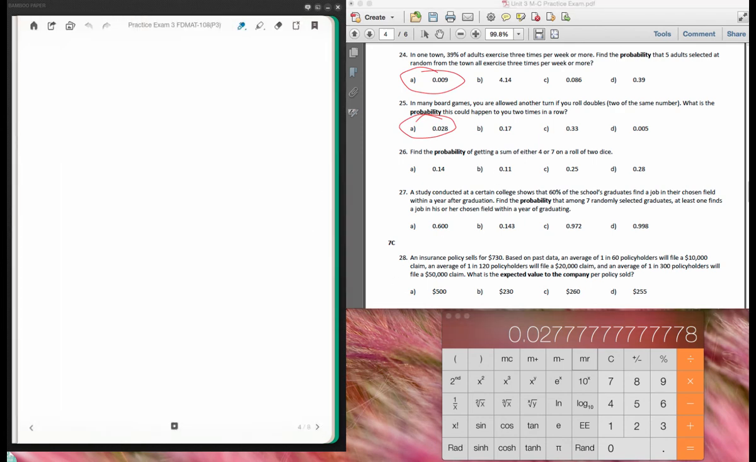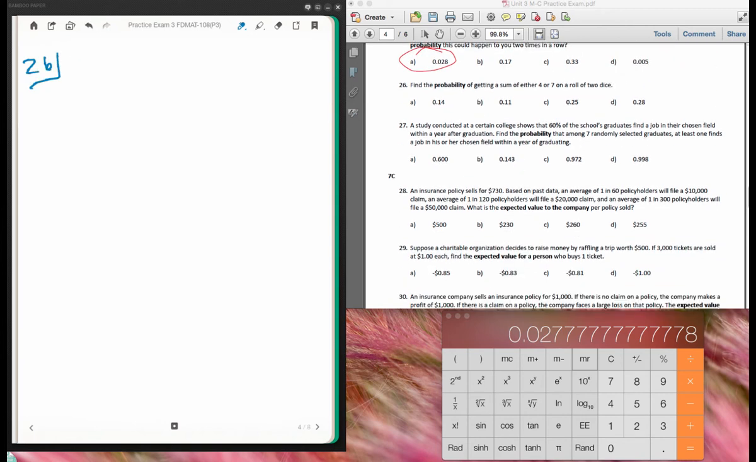On question 26, find the probability of getting the sum of either 4 or 7 on a roll of 2 dice. Okay? Now notice, is this "and", "or", or "at least"? And the answer is it's either-or. So I know it's either-or because I said 4 or 7.